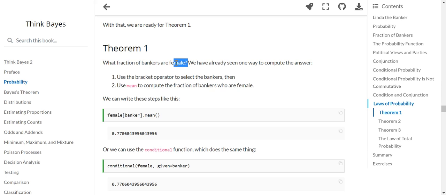What fraction of bankers are female? We have already seen one way to compute the answer. First of all, select the bankers and then use the mean to compute the fraction of bankers who are female. This gave a Boolean list and then you computed the mean. The mean simply took all the trues as 1, false as 0, added them and divided by the length of the series. So you got like 77%. Or we can use the conditional. First you found all the bankers and how many of the bankers are female.